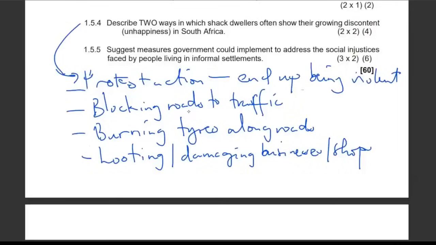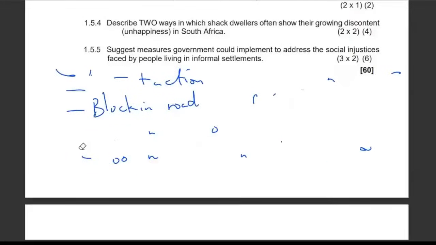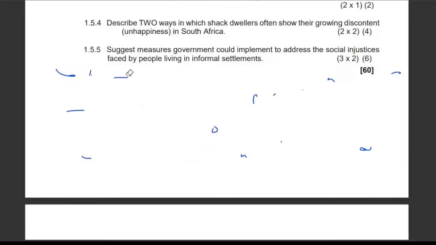We move on to the last part of question number 1.55. Suggest measures government could implement to address the social injustices faced by people living in informal settlements. What can be done to try and improve the conditions of life of people living in informal settlements? Right. This is now the duty of the government. What can the government do to try and address the injustices in the informal settlements?